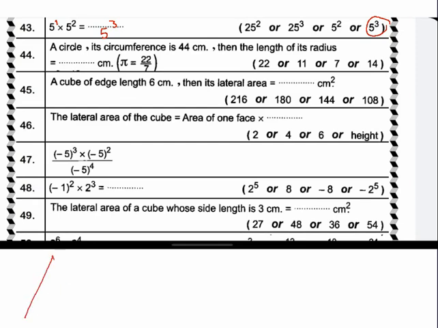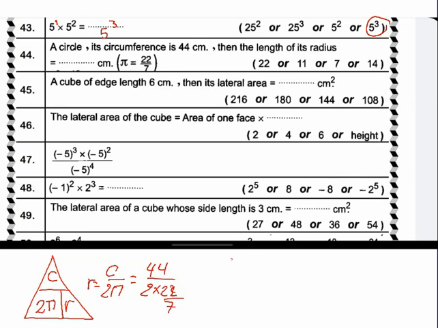Let's draw the magic triangle of circumference. Circumference equals 2 pi r. You want radius, so hide the radius, so r equals c over 2 pi. C equals what? Equals 44, over 2 times 22 over 7, it will be 7 centimeter.